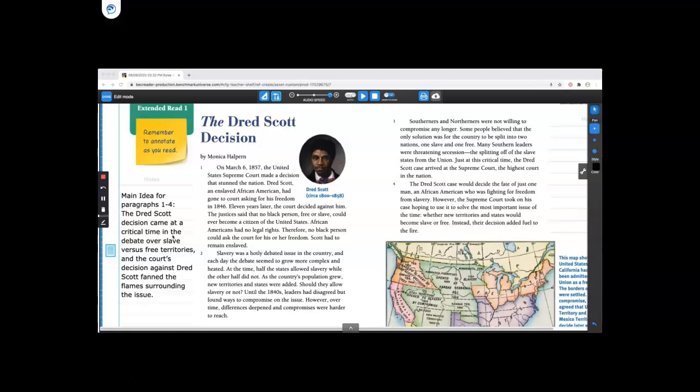So if we look at paragraph 1, this paragraph explains what the Dred Scott decision was, who made it, and when it happened. So I am going to underline these key details. When it happened, and the United States Supreme Court made a decision. Because that is who. That involves the who.